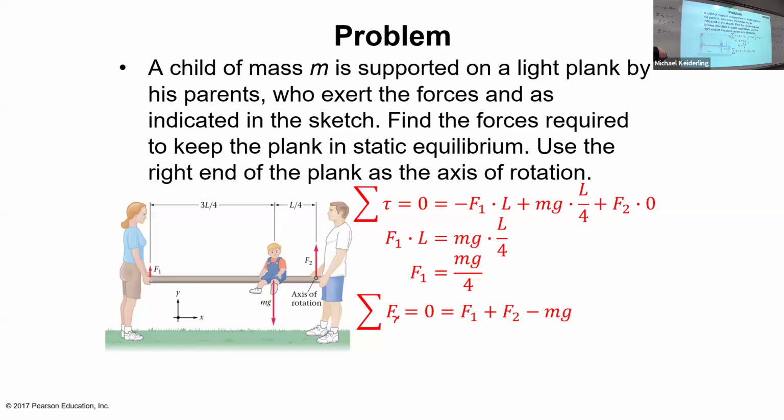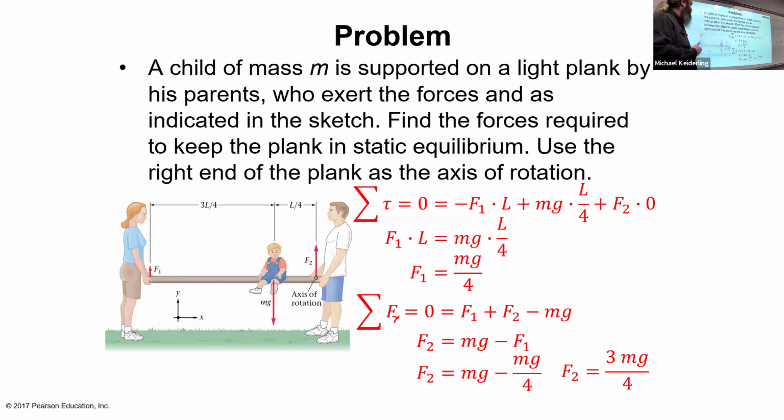Now we can do the forces in the y direction, the vertical forces. Forces in the x direction aren't very interesting because there aren't any. That's just 0 equals 0, not very interesting to write out. Force 1 plus force 2 minus mg all equals 0. So force 2 equals mg minus force 1. So force 2 is mg minus mg over 4. Force 2 is 3 mg over 4. And so those are the forces, force 1 and force 2, around mg.